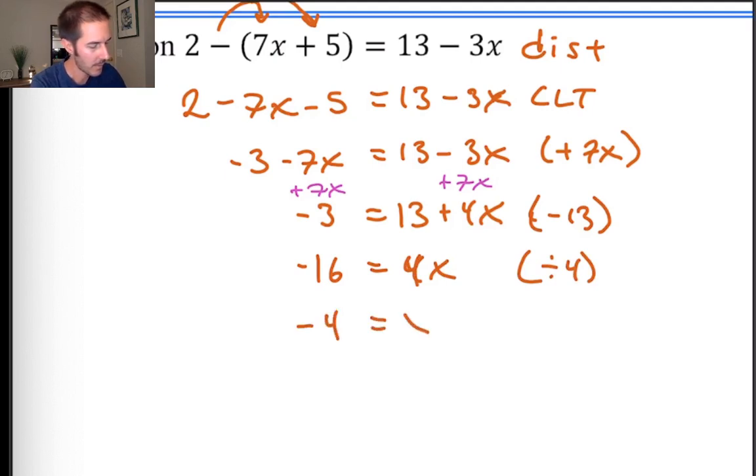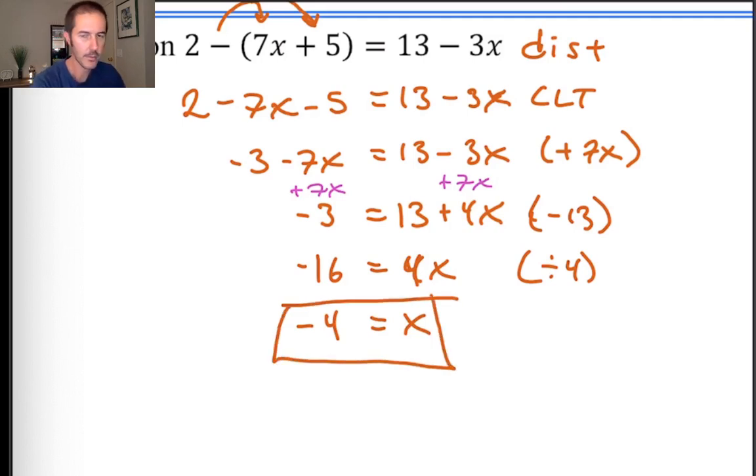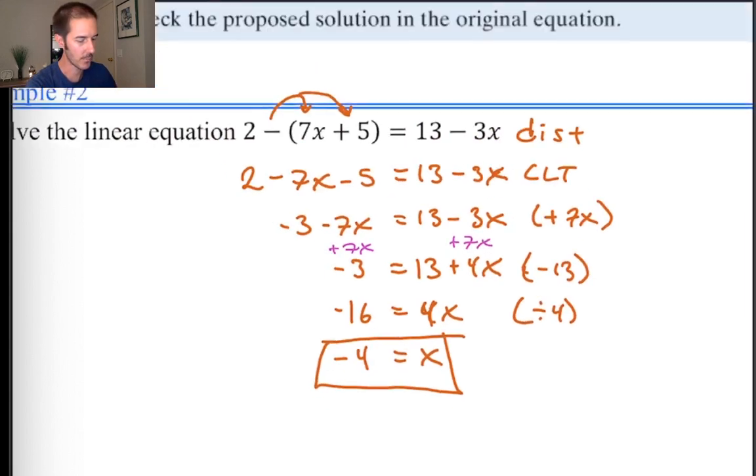Negative 16 divided by 4 is negative 4. And on the right-hand side, the 4's cancel, leaving me with a conditional equation, as it turns out. The truth of the original equation is conditioned upon x equaling negative 4. So one solution to this equation.